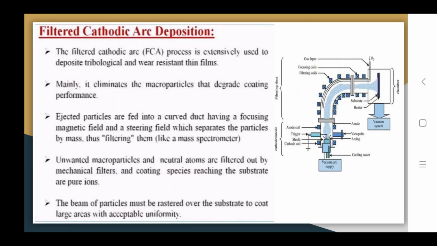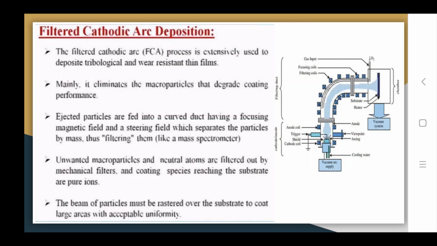Next one is called the filter cathodic arc deposition process. From this name we can understand that it is a slightly modified version of the previous one. The filter cathodic arc process is extensively used to deposit tribological and wear resistant thin films. Mainly it eliminates the macro particles that degrade coating performance. All the particles being deposited onto your substrate are more or less the same size.